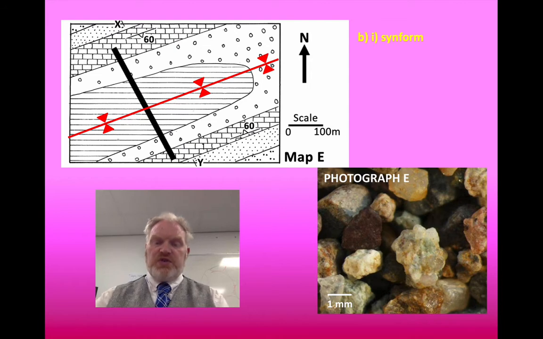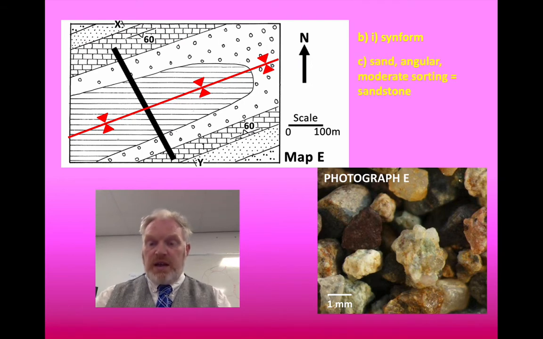I then ask you to describe the texture of photograph E. We look for the size, the shape, the sorting. We can see that these grains are sand size. Most of them are between 1 and 2 millimeters across. They're quite angular in shape, and they've got some moderate sorting. They're a similar sort of size, but they're not all the same size.